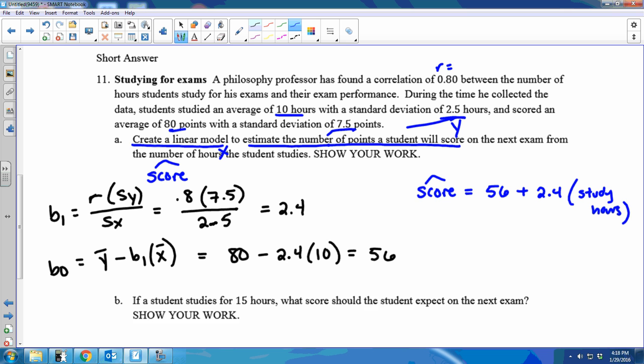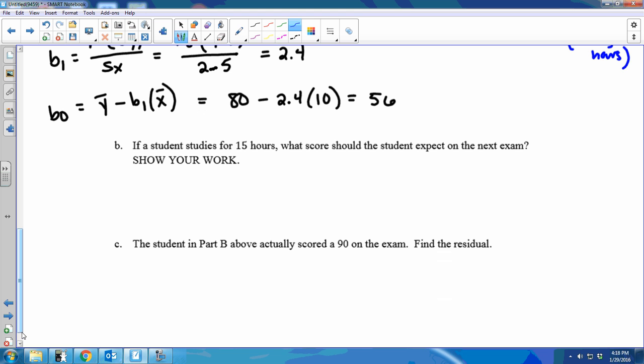That's exactly what you should have. All of the work and the equation in context. B, if a student studies for 15 hours, what score should the student expect on the next exam? That's just giving you an x value so you can make a prediction for y. So you're just substituting that into the equation.